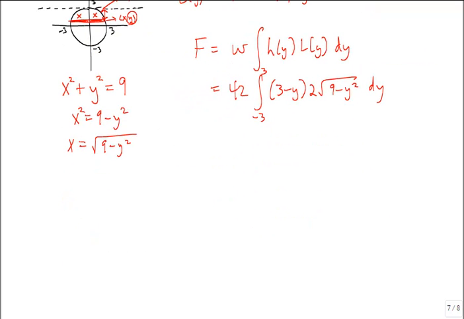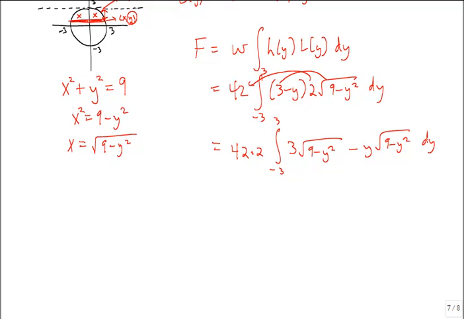So let's go ahead and distribute here. We're going to get 42. Let me pull out my 2 as well. And if I distribute the 3, I'm going to get 3 times this square root minus y times this square root.